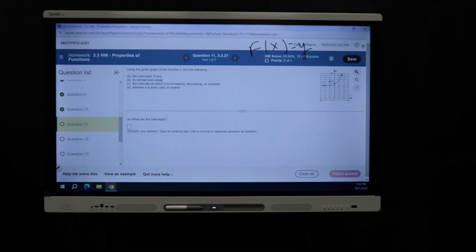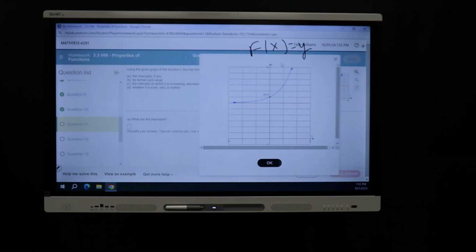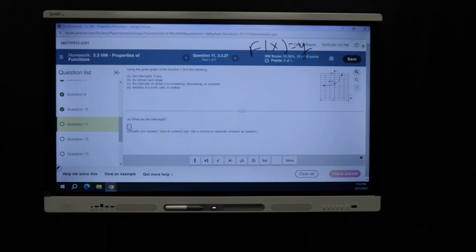Oh, intercepts, domain and range, intervals, even or odd, neither. This one's an either. Our intercept is the only point that is on that graph, because the x-axis is down here. It's not going to get there. There's an asymptote right there. When there's a red dashed line, it's called an asymptote. So the point that is on there is our only intercept, (0, 7).